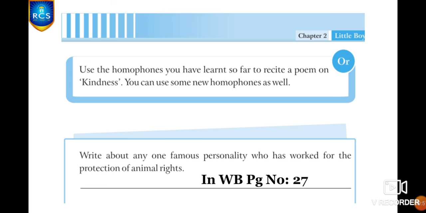This one you have to search on the internet or in some books. Okay? You have to write about any one famous personality who has worked for protection of animal rights. Even though they are animals, they have certain rights, right? We should not harm them. And you have to write about one person who worked for protection of animal rights. You can search on the net and you can write it in your note, take a picture.